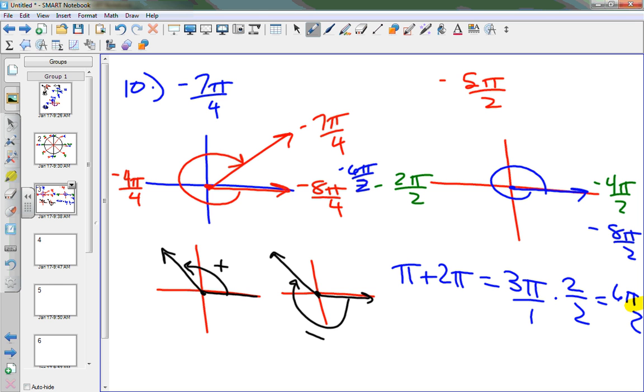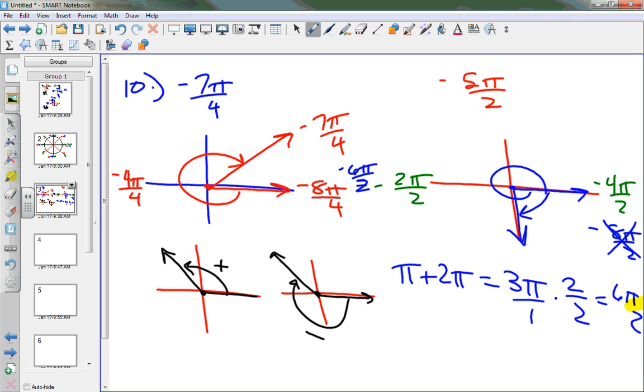Does that make sense? I want to know where negative 5 pi over 2 is at. Well, that's going to be between negative 4 pi over 2 and negative 6 pi over 2. I don't need that because I need to know where that's at. Well, that's going to be all the way down here, but I went another 90-degree revolution. You see that?